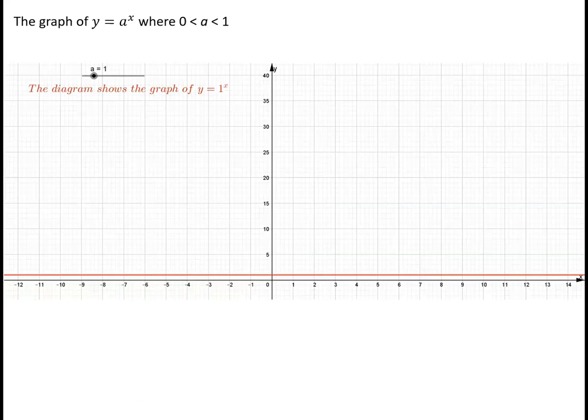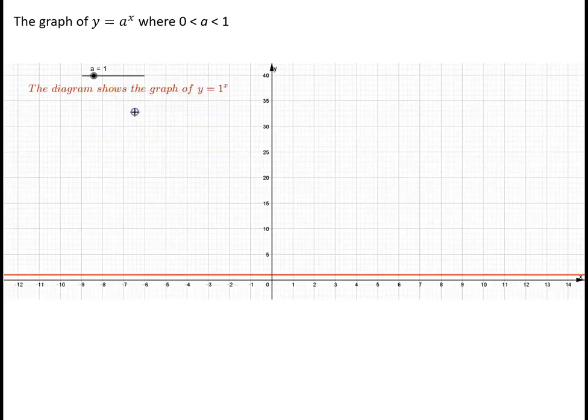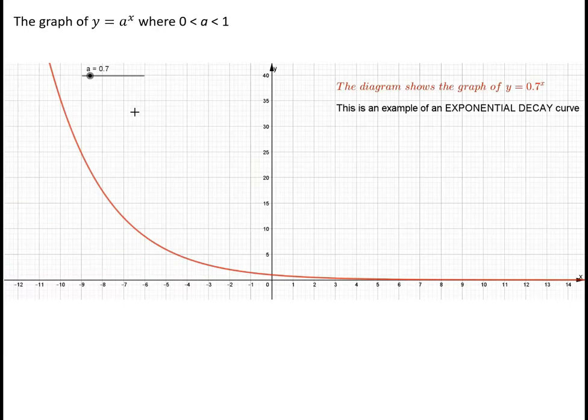Now what we're going to do is have a look at the graph of y equals a to the x, where a lies between 0 and 1. We've got a being 1 at the moment, and if we set the video going, then this time we can see again that the curve always goes through the point 0, 1, but this time we have got a decay curve. It's decreasing all of the time.